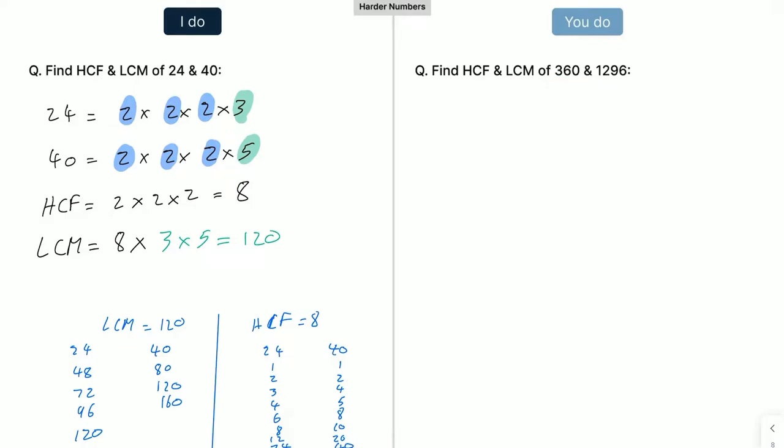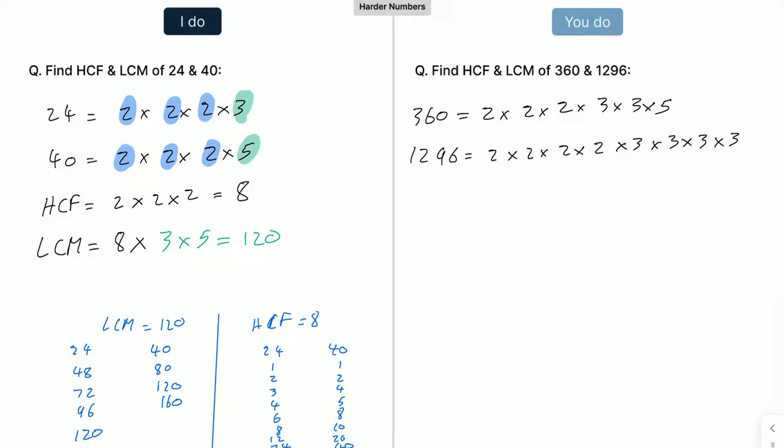So hopefully you had a go at this. So the first thing you do is list out the product of primes, which you can find either by rewinding the video to the last example or by mapping out the factor tree. So again, like I said, we're not going to write them out as powers because it makes our life easier to list them out like this. So that's the product of primes for 360. And for 1296, we had 4 of these.